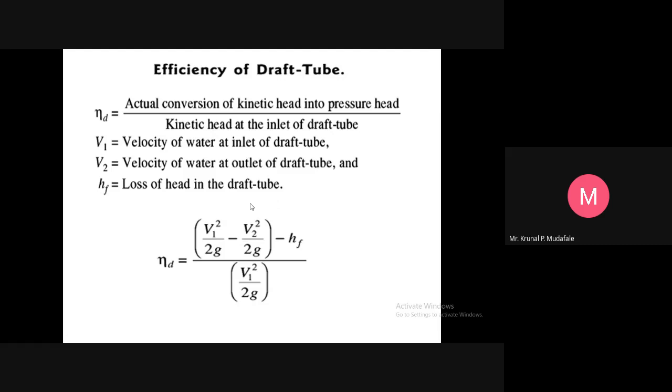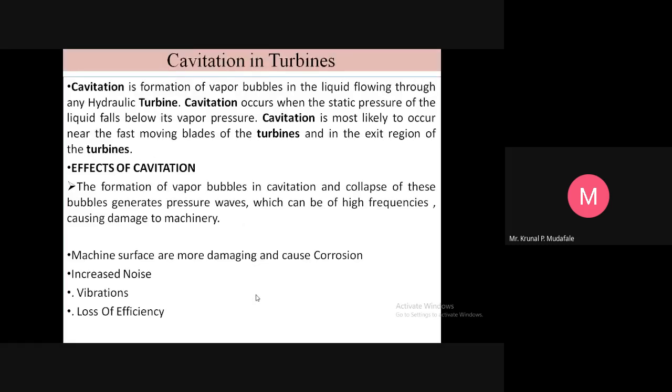If it is considered an ideal case, then HF will be equal to 0, right? So the efficiency of the draft tube can be found from the velocity difference in terms of kinetic head difference. So V1 square by 2g minus V2 square by 2g minus HF, that is the loss of head in the draft tube, divided by the kinetic head at the inlet, V1 square by 2g. So this will be the formula to find out the efficiency of the draft tube.